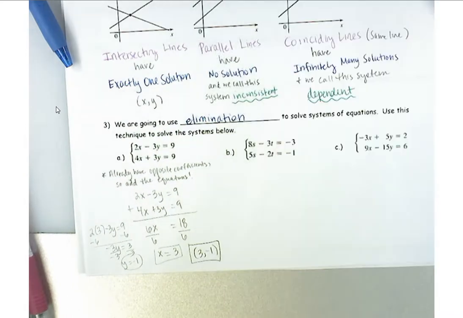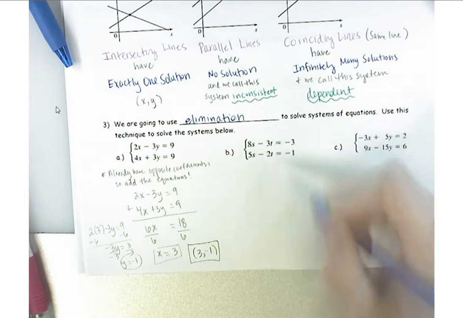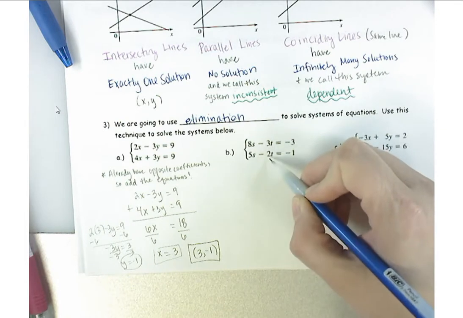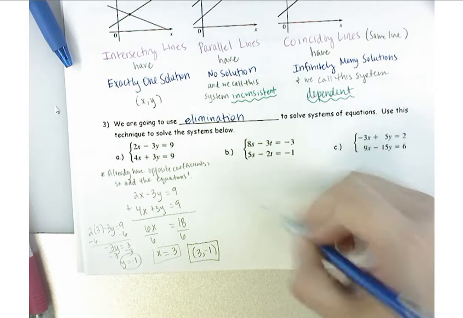Okay, on the SAT, there's always a system of equations somewhere. So this is something that we really need to make sure we have down. For B, I don't have opposites, so I can choose. Do I want to cancel out the S's or do I want to cancel out the T's? What do you guys think? Yeah, the T's are going to have a smaller LCD. So between 3 and 2, what's my LCD? 6.